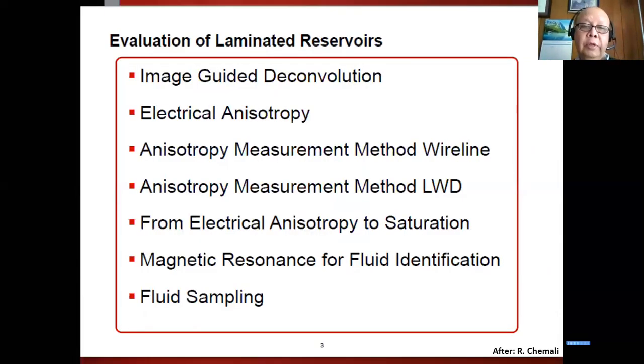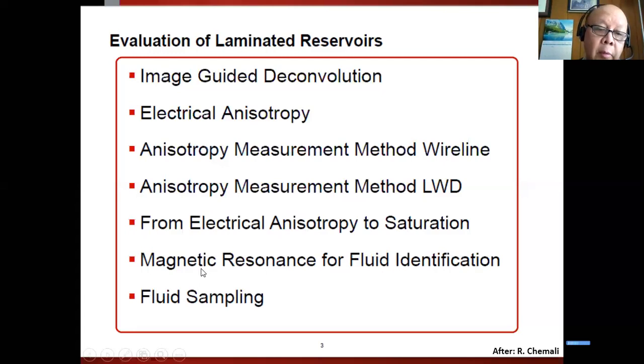So his talk covers all these topics here: image-guided deconvolution, electrical anisotropy, anisotropy measurement method using wireline, anisotropy measurement method using LWD, and from electrical anisotropy to saturation, which means we have a log which can detect anisotropy, we get RV, RH, and then from there we get R sand and R shale, and then we can use the R sand to compute our water saturation. Then magnetic resonance log, NMR log for fluid identification and fluid samplings.